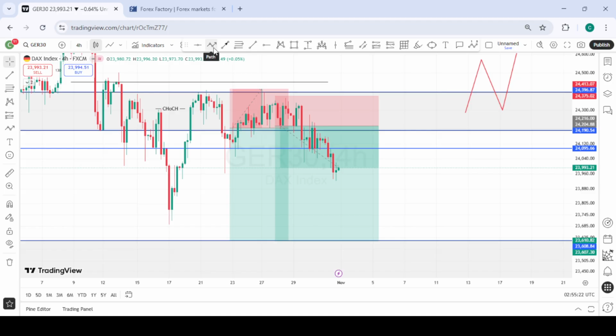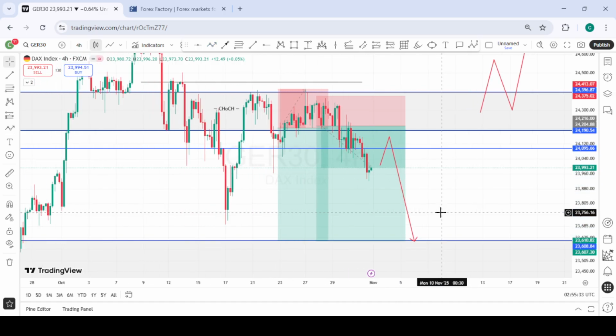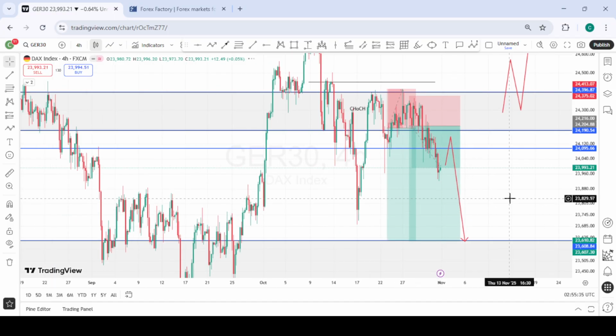And if you were not able to capitalize on this trade and you missed out on it, wait for a possible pullback into this area, get selling confirmations and continue the sell to the downside to the desired TP that we had from our previous episodes.